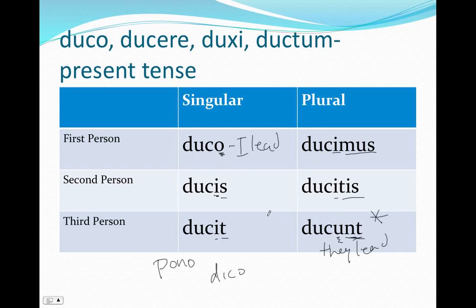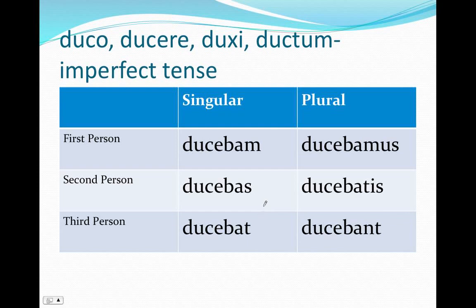Now let's move on to the imperfect. First thing you should notice about the imperfect tense, your endings are still the same: m, s, t, mus, tis, nt. So these are the same as the imperfect tense for the first and second conjugation. Second thing you should notice is that the tense marker still has that BA in there. So in the first conjugation and the second conjugation, you had vocabam, habebam, and so on. So we've got that bam, bas, bat, bamus, batis, bant.